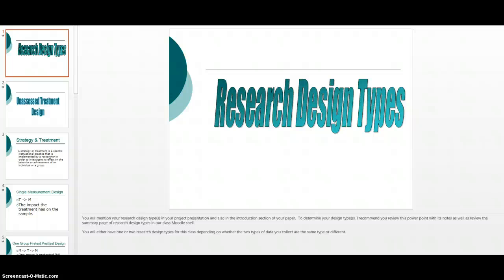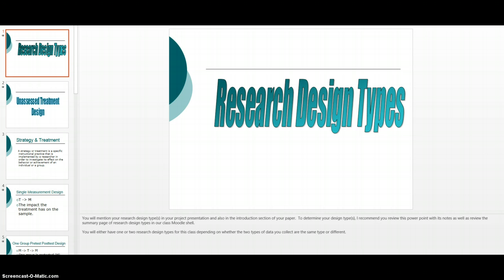All right, so let's talk a little bit about research design types. Your research design type is going to be mentioned in the introduction section of your paper, and you're also going to mention it when you do your presentation of your action research project. This PowerPoint is going to help you identify your research design type or types.